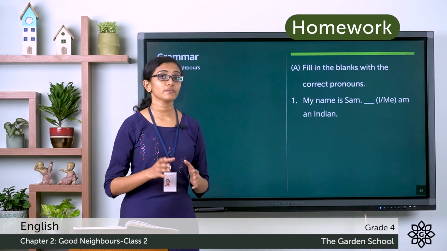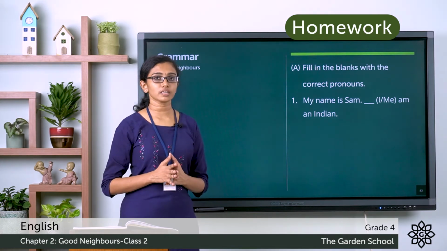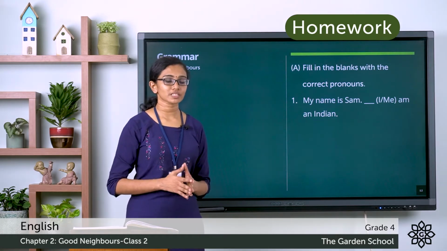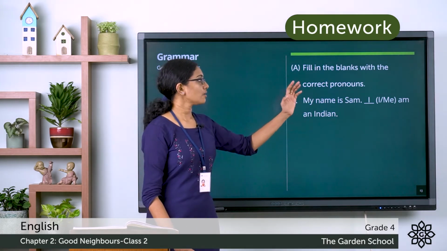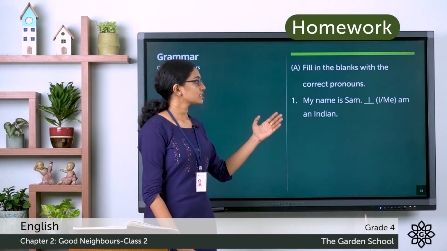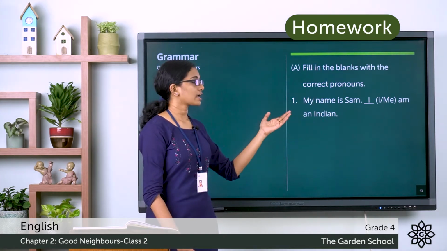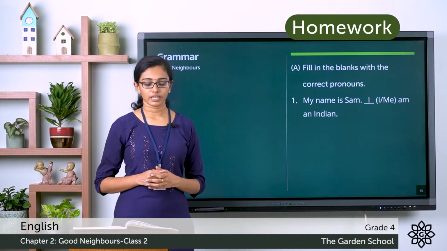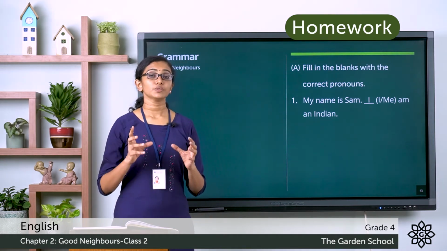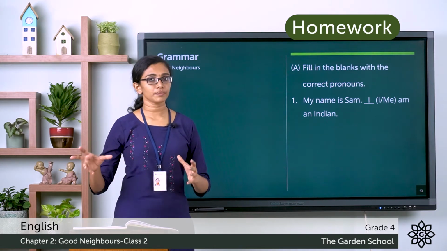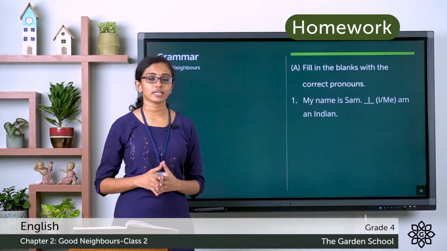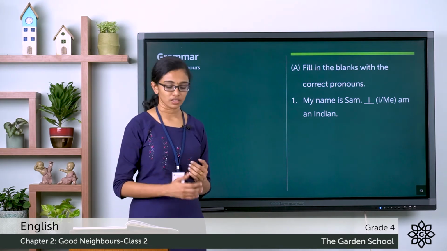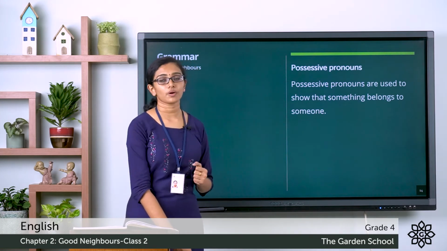Can you identify which is the right pronoun to be used here? Is it I or is it me? The right pronoun to be used here is the subject pronoun I. My name is Sam, I am an Indian. So just like this, in each of the questions given here, you have to identify which is the right pronoun to be used from the options given in the brackets and complete these sentences. So if you have completed that, let's move on to the next section. This is about possessive pronouns.